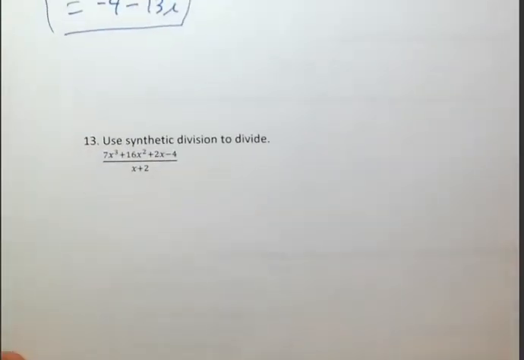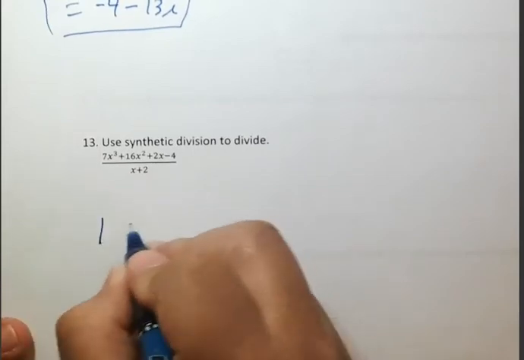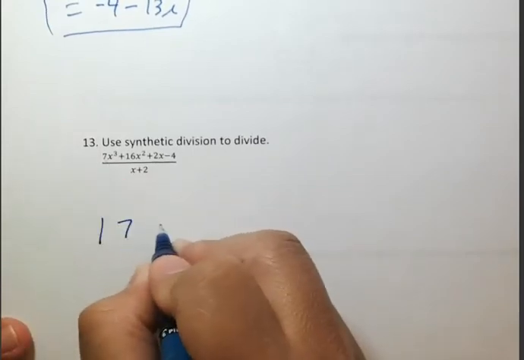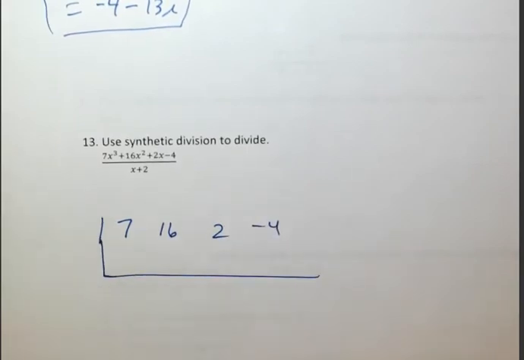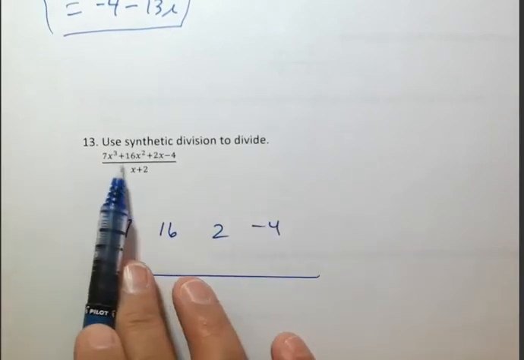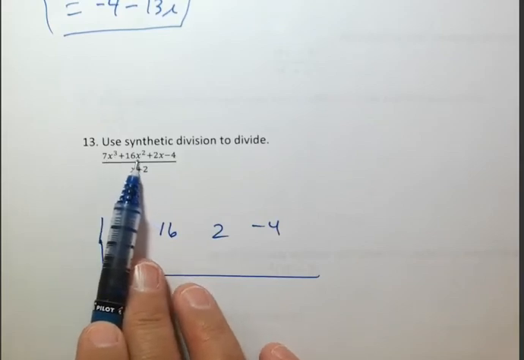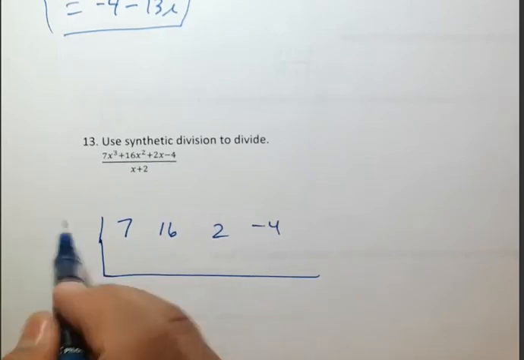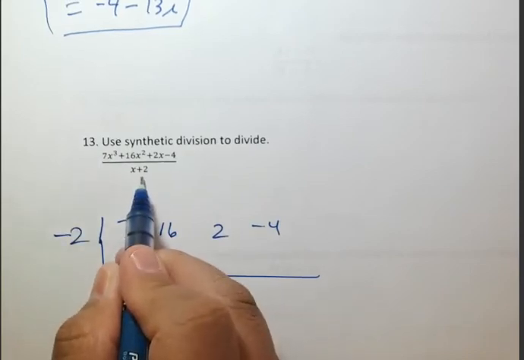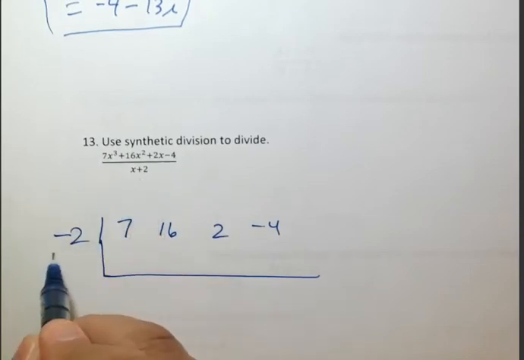We've used synthetic division. So you want to put your coefficients, 7, 16, 2, and negative 4. If you're missing any of the numbers up here, like if it's x cubed and you don't have x squared, then you want to use a 0. In this case, we have all of them. And what is my number going to be out here? It's a negative 2, the opposite of what you have down here, plus 2, negative 2.